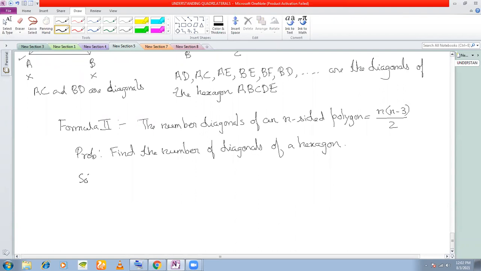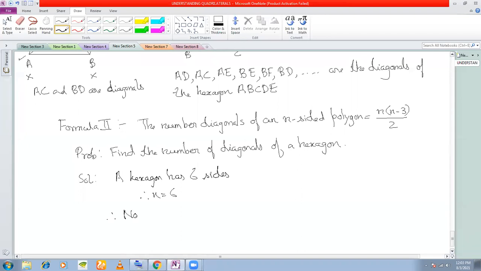So your answer is the number of diagonals for a hexagon. Let's write: what is the value of n? How many sides does a hexagon have? 6. A hexagon has 6 sides. Therefore, n is equal to 6.